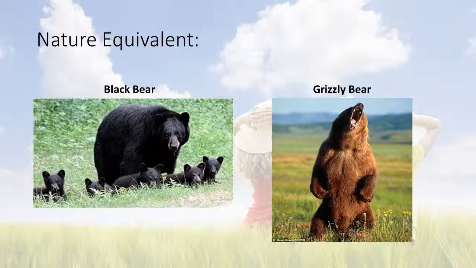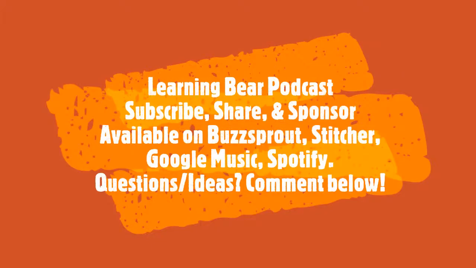Grizzly bears are naturally aggressive. That's just their genetic makeup. They're much more aggressive and mean, if you will, than a black bear. They're still related. They're still bears. They're still in that family. But grizzly bears are more aggressive by nature. That's just how they are. They can't help it. That's it. That's all I have. That's your easy peasy isotope nature equivalent.